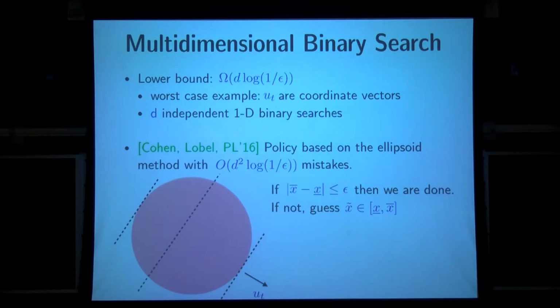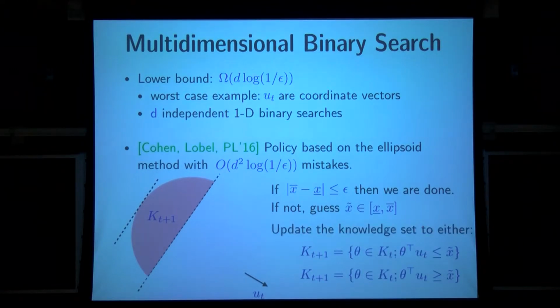Maybe I'll make an error. A guess corresponds to a line. And then you get feedback. Maybe they say that it was larger, or it was smaller. And then you can rule out one side of your knowledge set. You update K_{t+1} to be whatever you knew, plus the constraint that the dot product is smaller than your guess or larger than your guess, depending on what the feedback was.